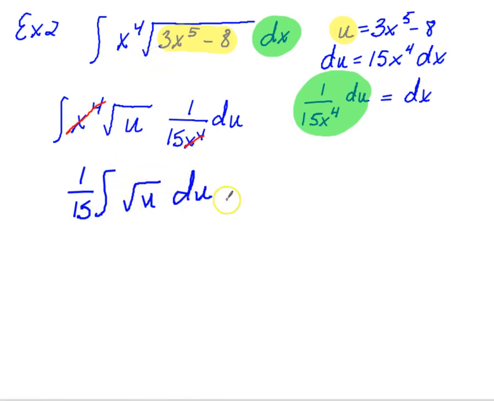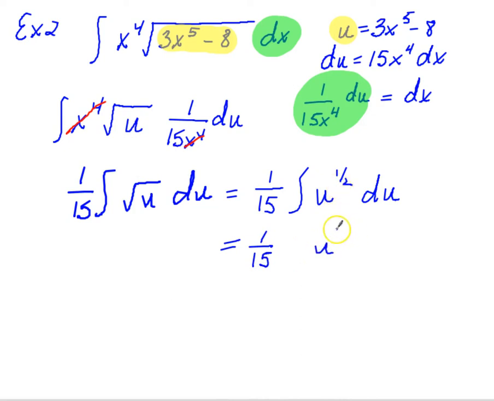So that square root we want to write as the 1/2 power. So u to the 1/2 du. And then this is a power rule question where we can just add 1 to the exponent. That 1/15 just gets to hang out on the outside. Adding 1 to the exponent, 1 plus 1/2 is 3/2. Multiply by the reciprocal, so times 2/3. Don't forget plus c. Yes, go ahead and multiply out those fractions.